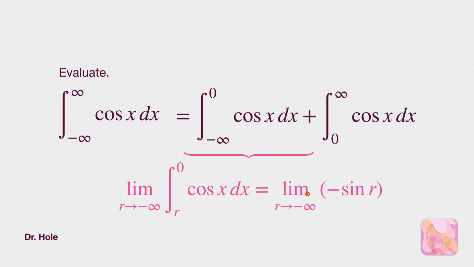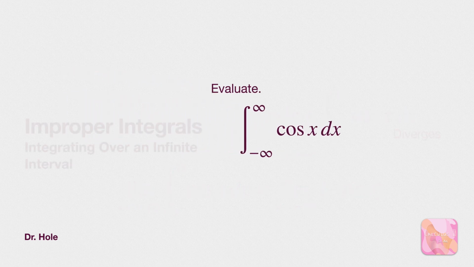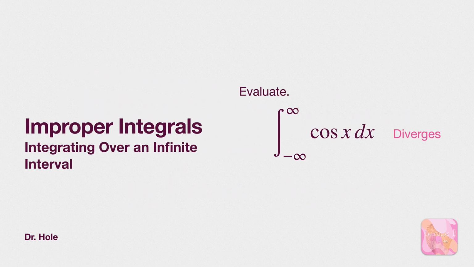Yet, when we take the limit of sine as inputs tend towards negative infinity, sine, as a sine wave, oscillates up and down. It doesn't tend towards a fixed value. Thus, we know that this limit diverges. It does not exist. Hence, the improper integral diverges.